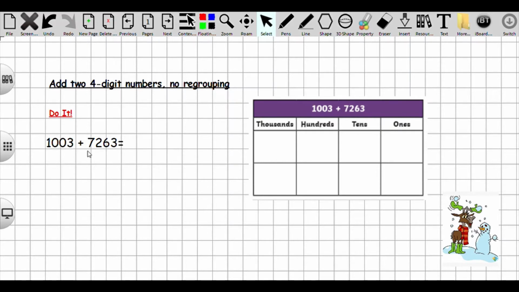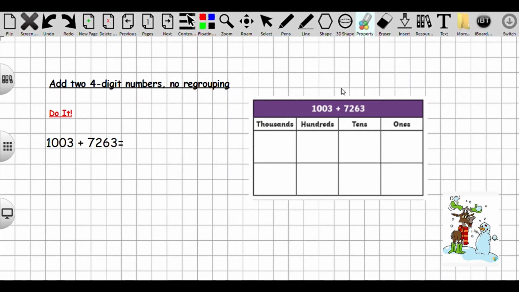So 1003 adds 7263. Now you might need one of these grids to help you. I have included one in the worksheet. So it says here 1003 adds 7263. So what I'm going to do is get my pen here and put some points in this grid here to help me work this out.